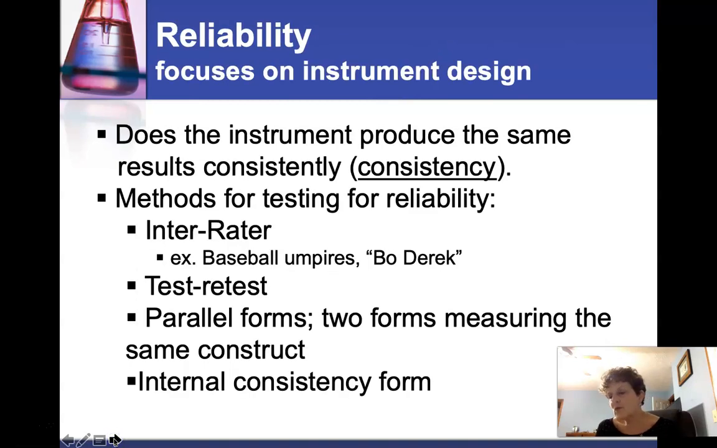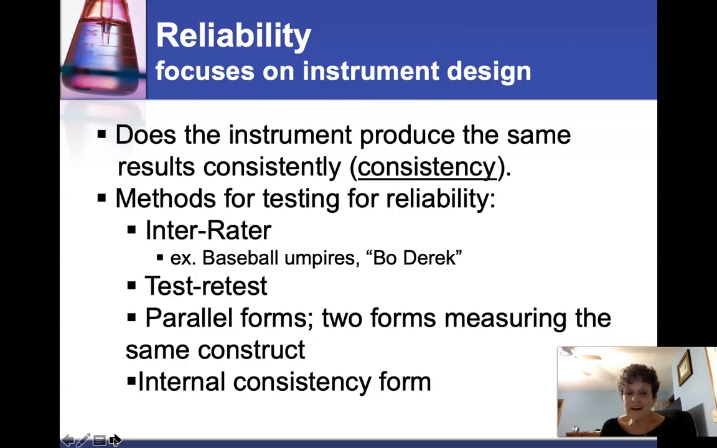So what we really want to talk about is, does your instrument produce the same results consistently? That's a term we use in research called constancy. There are ways to check for this, and there's one interesting little twist. It's called inter-rater reliability.